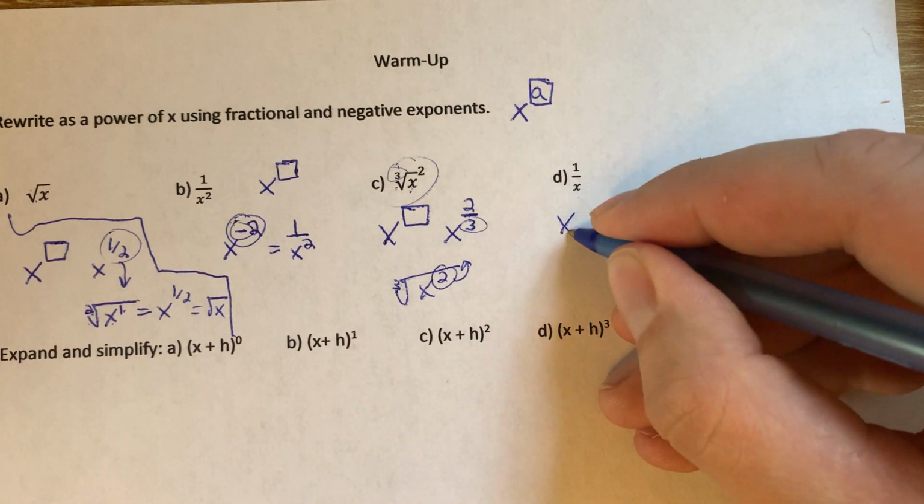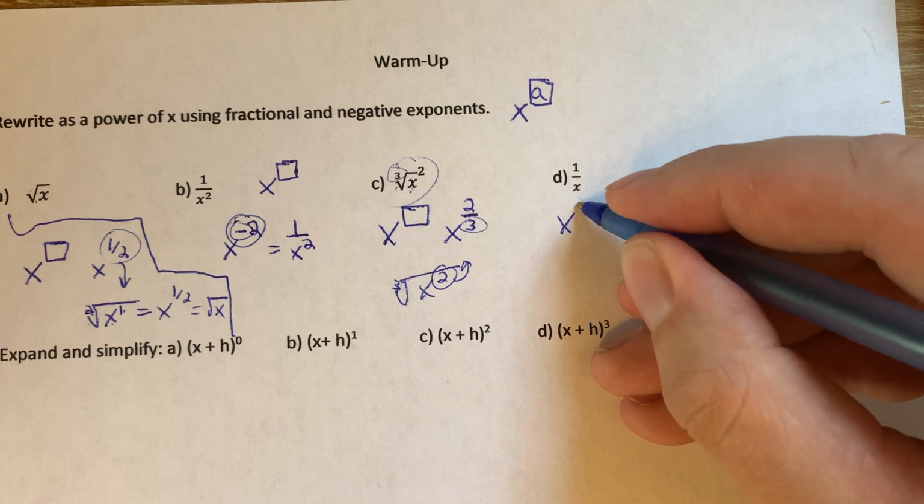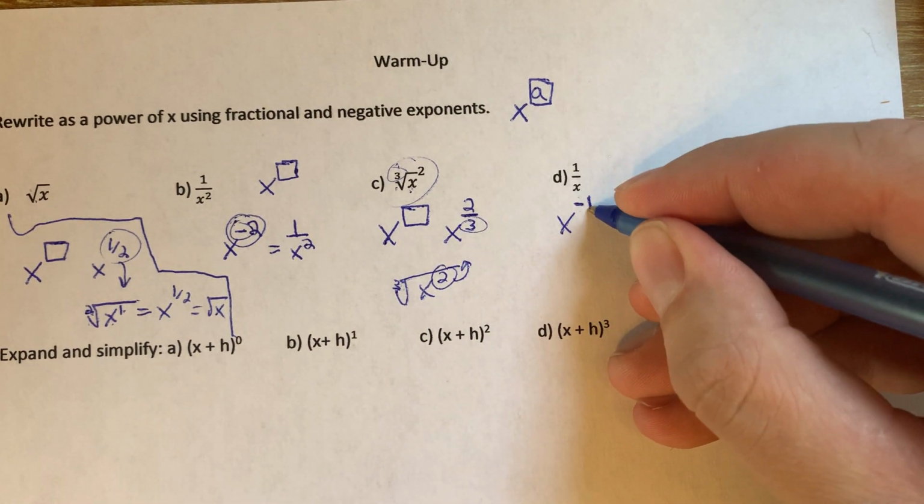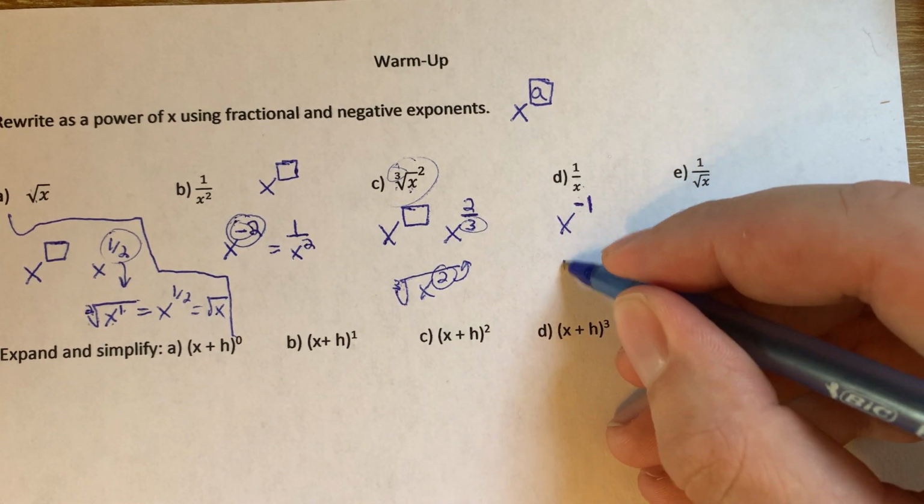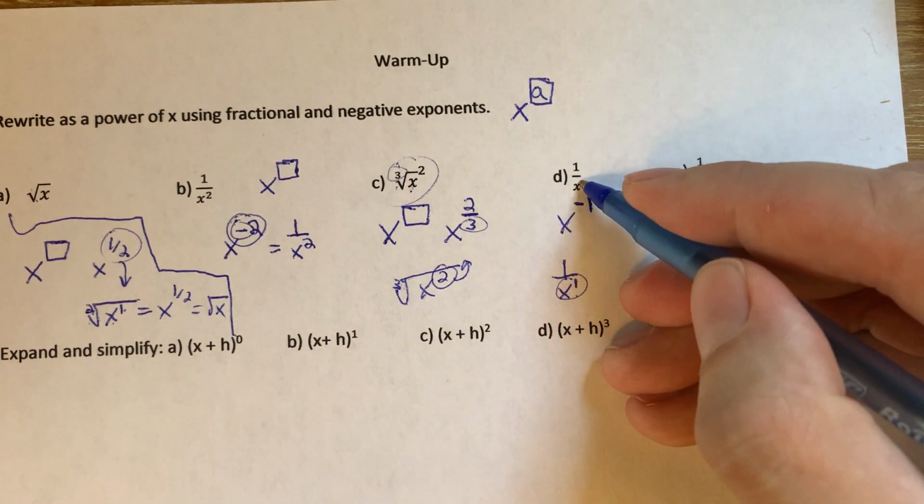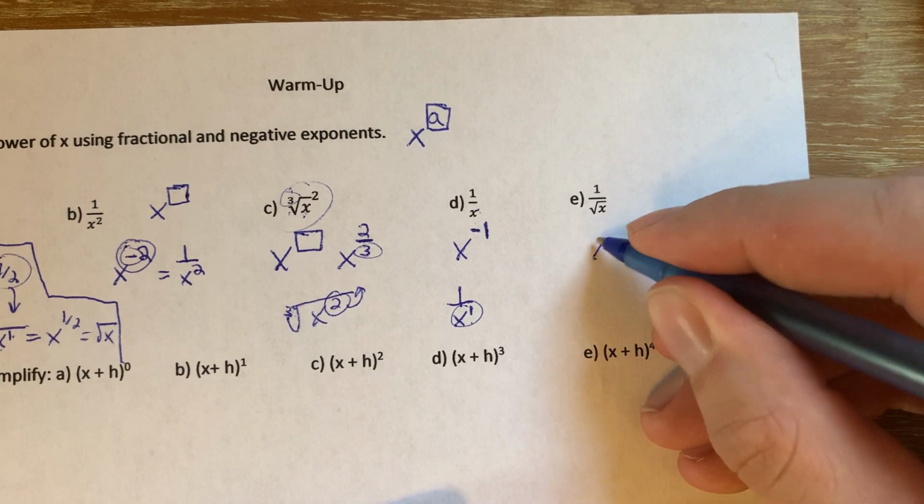Okay, this next one. How do we rewrite this as x to some power? What power do we need here? And because it's dividing, we should notice that that is a negative power. It's just x to the -1 power because it's 1 over x to the 1 power, and x to the 1 power is x. Okay, last one. How do we rewrite this as x to a power?